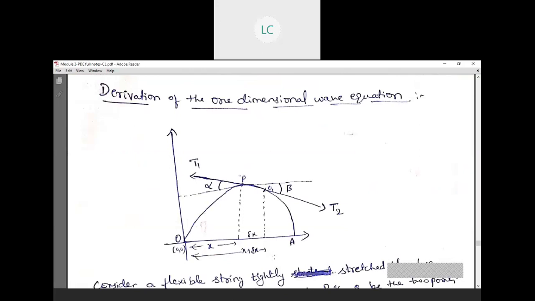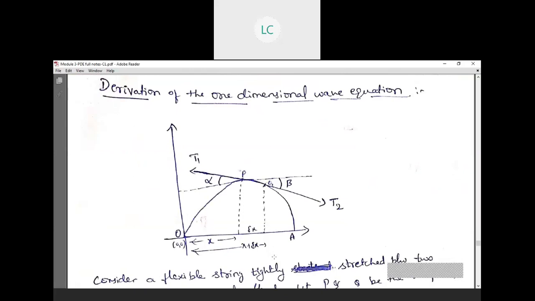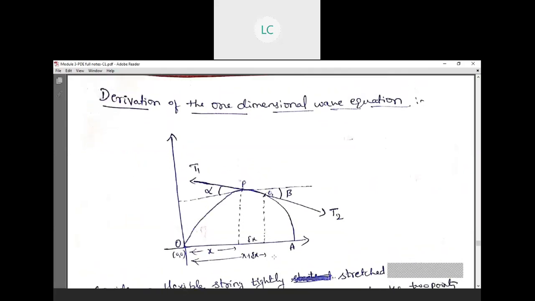Okay, next. Application of PDE. In application of PDE, we have derivation of one-dimensional wave equation and one-dimensional heat equation. And also we have solution for wave equation and heat equation. So in that, first I will start the derivation of the one-dimensional wave equation.